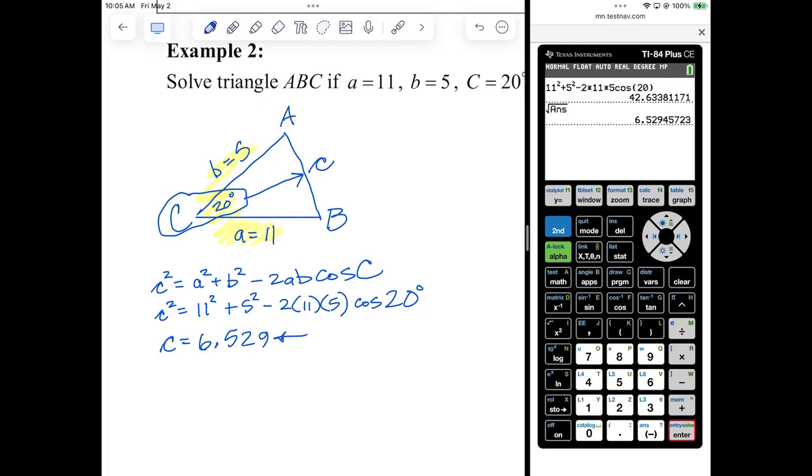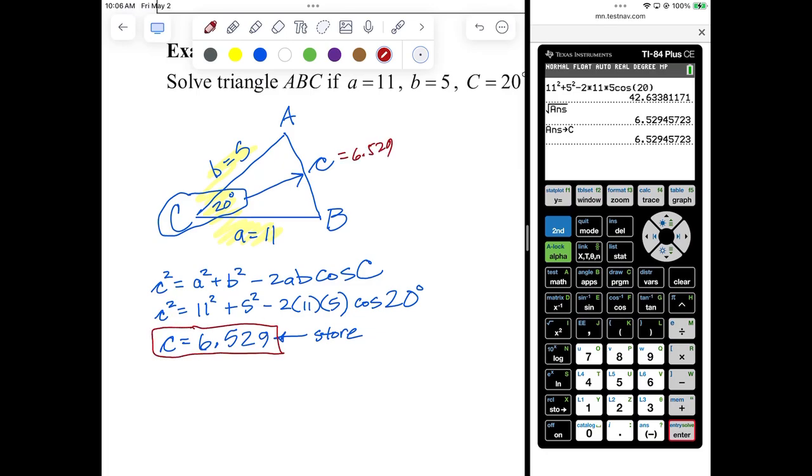And there's little c. So now we want to store this. You want to get in the habit of storing. So we're going to hit store, alpha c, and then hit enter. Now it's locked in as c. If you want to come up here and label it, you got 6.529, and you can box it so it stands out in the crowd, so I know where to look when I'm grading it.